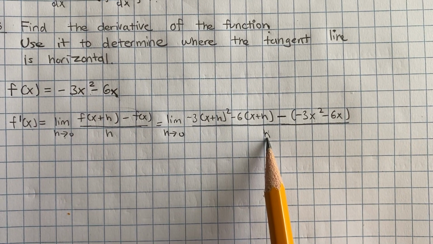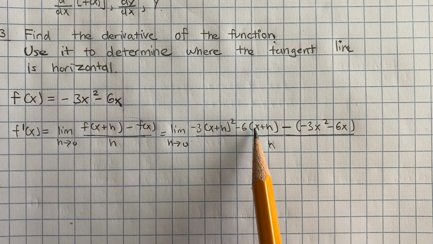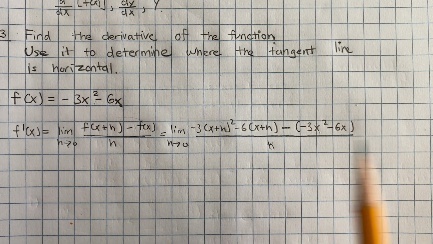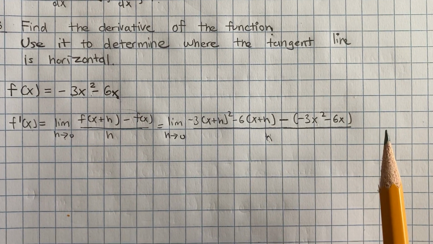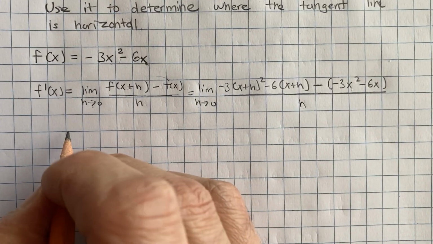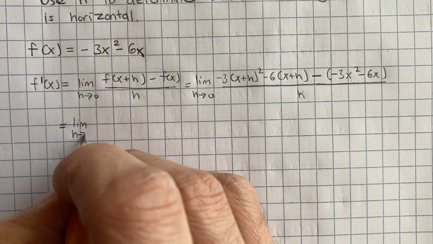Because if you plug in h as 0 right now, you're going to have 0 in the denominator, and if you plug in h as 0 in the numerator, you're going to get 0, so it's going to be indeterminate, okay? So you're going to have to FOIL and combine like terms. All right, so just practice the algebra skills. Again, keep writing the limit as h goes to 0.